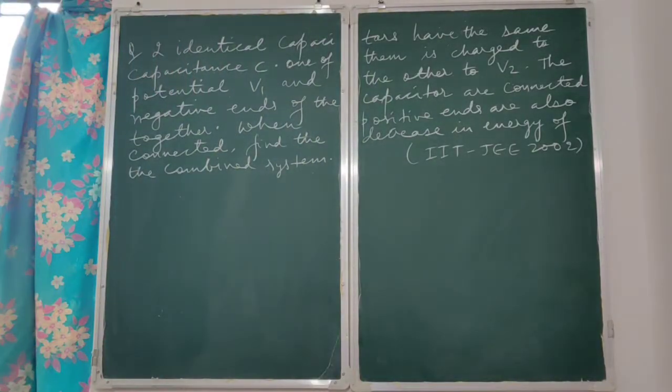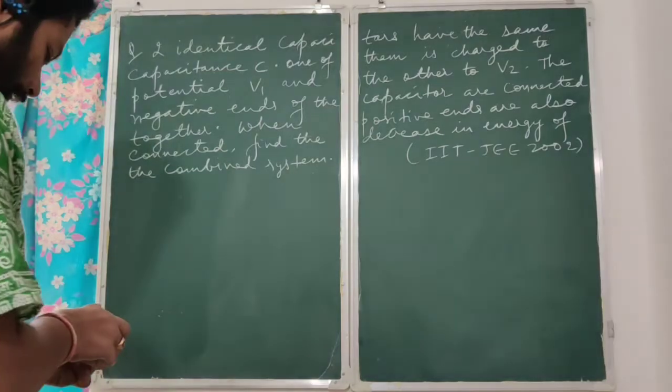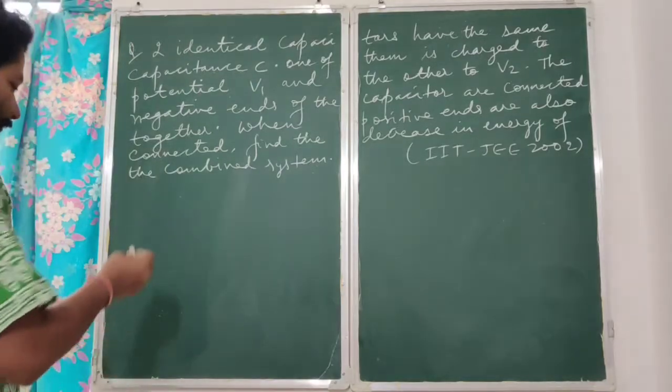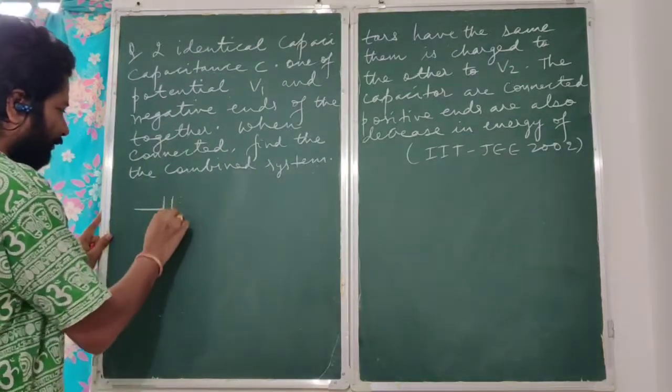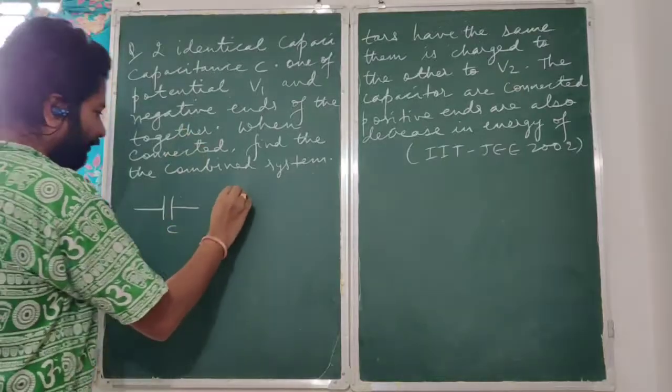Let's see this question which was asked in IIT JEE 2002. Two identical capacitors have the same capacitance C. One of them is charged to potential V1 and another to V2. So we are having two capacitors. Capacitance is C.